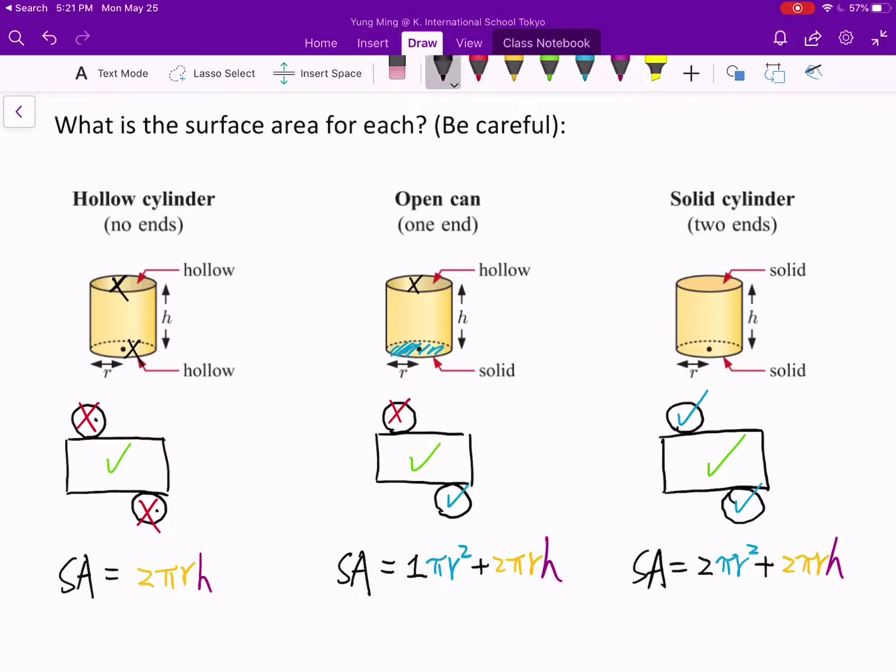One is you actually have 0 pi r squared, which is this case over here. The other one is you have 1 of the pi r squared. The last one is you have 2 of the pi r squares. Okay, so these are the 3 different cases that you might see in questions.